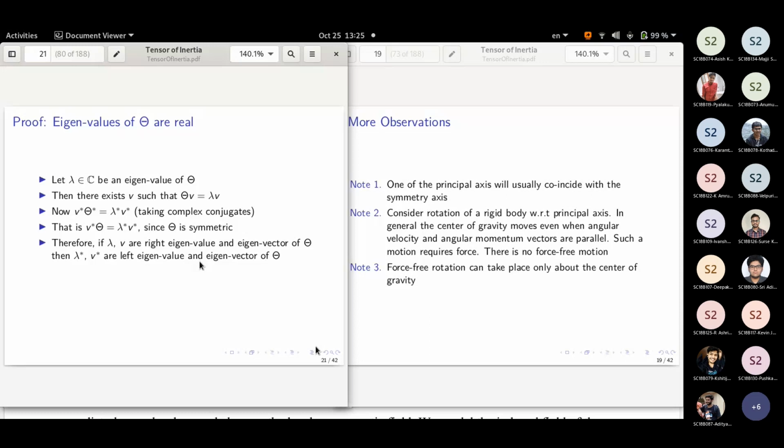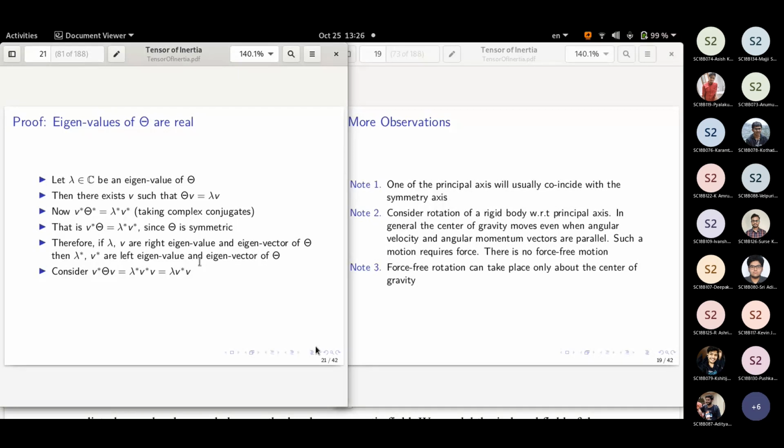So from this, can we conclude lambda is lambda star? For that, let us look at the expression V star theta V. Basically we are looking at the scalar quantity V star theta V. So what is V star theta? From the above expression, V star theta is lambda star V star. So V star theta V is lambda star V star V.